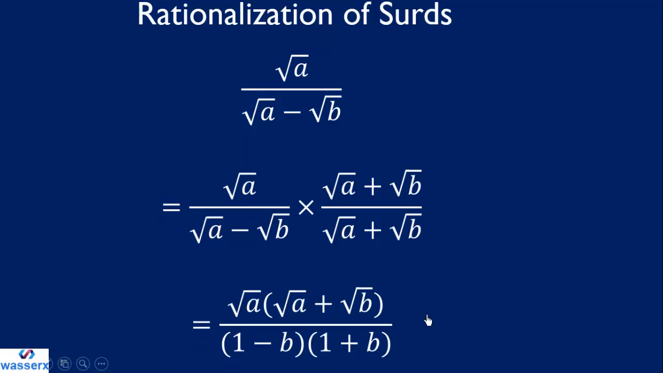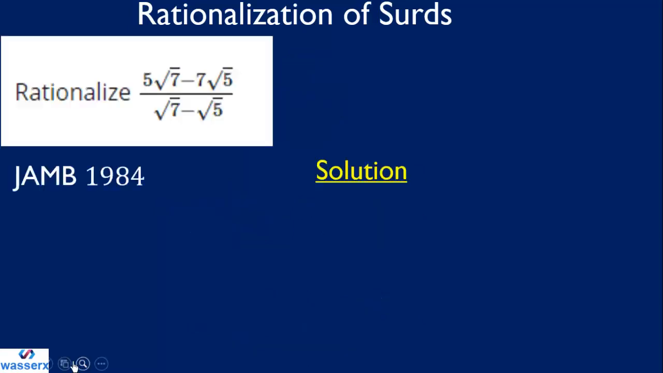Now let's look at some worked examples from WASSCE. So we are rationalizing 5 root 7 minus 7 root 5 over root 7 minus root 5. So this is of that form, root a minus root b. So we just multiply by the conjugate of root 7 minus root 5, and that is root 7 plus root 5. So we have something like this, root 7 plus root 5, for both the numerator and the denominator.